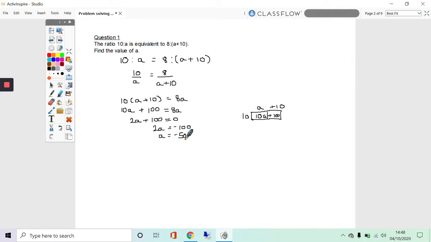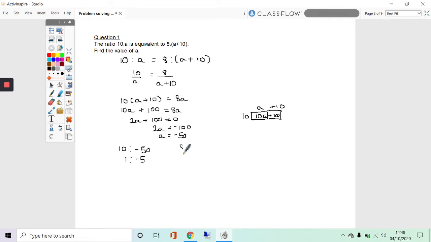And I can check that my answer is correct by substituting back into my two ratios. So my first ratio would be, well, when A equals minus 50, it will be 10 to minus 50. And if I divide that by 10, my simplified ratio will be 1 to minus 5.